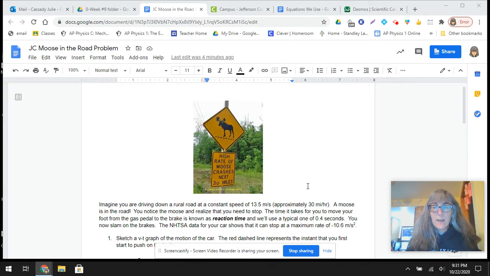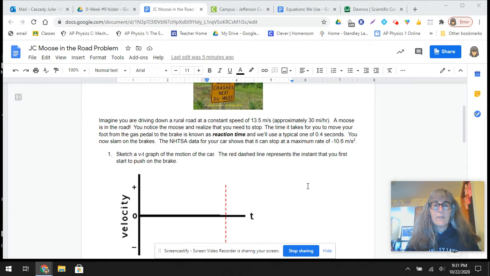But while you're stopping, you're still moving down the road because you don't just stop instantly. The car slows down to a stop and it does that over a certain distance. So what we're going to do is figure out what that stopping distance is from the instant that you see the moose and realize you need to stop until you actually do stop. So first thing we're going to do is draw a VT graph of the motion of your car.